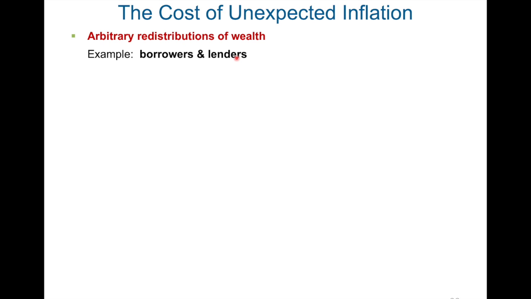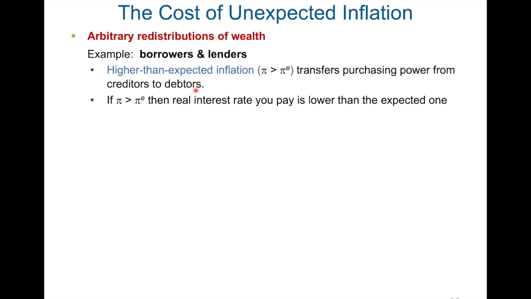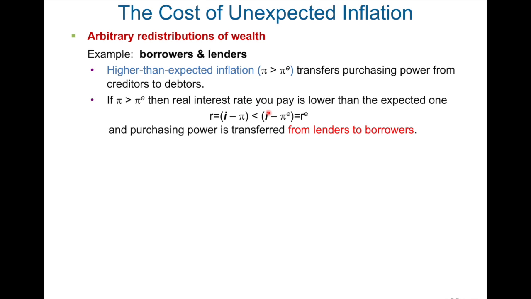Let us be more precise, and in particular analyze the borrowers and lenders relationship. Now, if the realized inflation, the one that we read in the newspaper, is higher than the expected inflation, then there is a transfer of purchasing power from the creditors to the debtors. The debtors, if you want, get richer. And the reason is that if the realized inflation is higher than the expected inflation, then the real interest rate you pay is actually lower than the expected one. And we can formalize this with a simple equation.